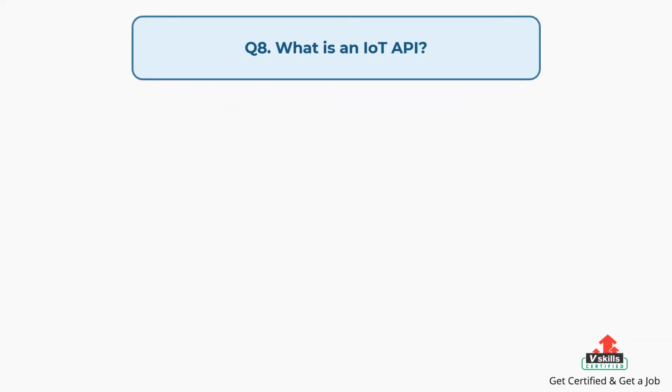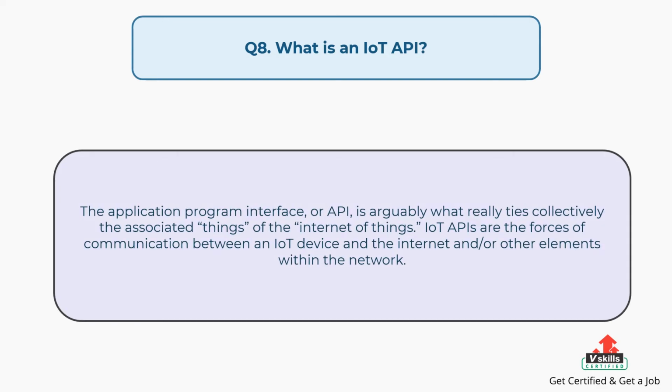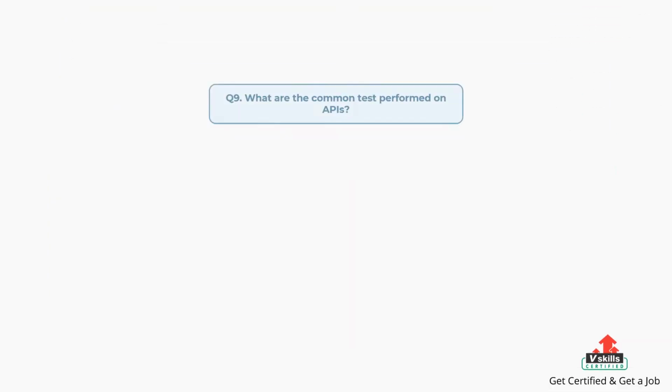Question number 8. What is an IoT API? The answer is the Application Program Interface, or API, is arguably what really ties collectively the associated things of the Internet of Things. IoT APIs are the forces of communication between an IoT device and the Internet or other elements within the network.